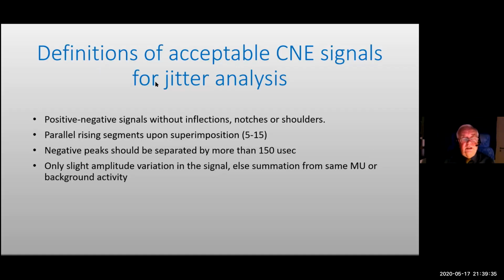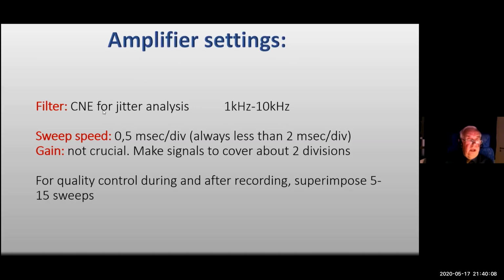And here is a summary of what I have said about which signal should be accepted. They should be positive, negative going without notches or shoulders and being parallel. And the negative peak should be separated for good measurement. We can skip that. And we allow a slight variation in the signal, but in principle, they should be superimposable. And then, as I said before, the filters 1 kilohertz to 10 kilohertz.